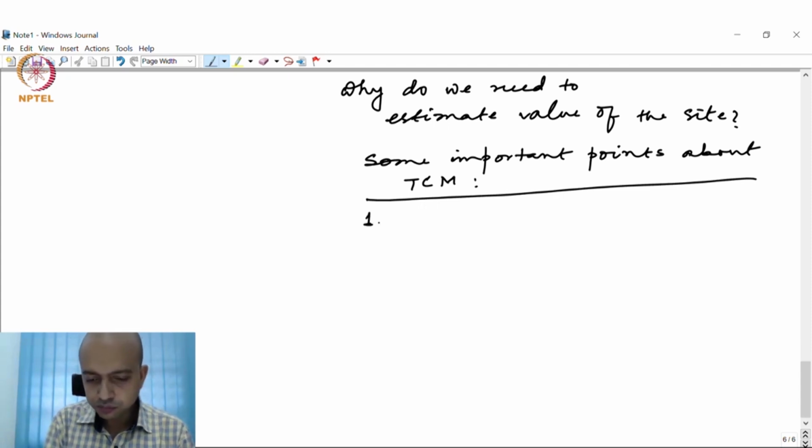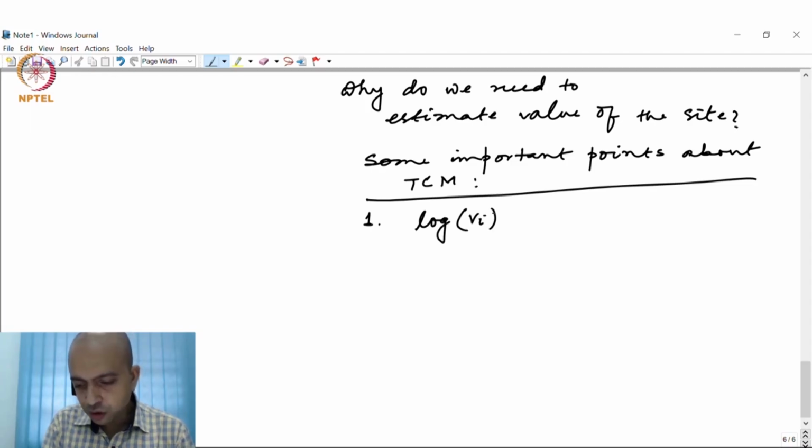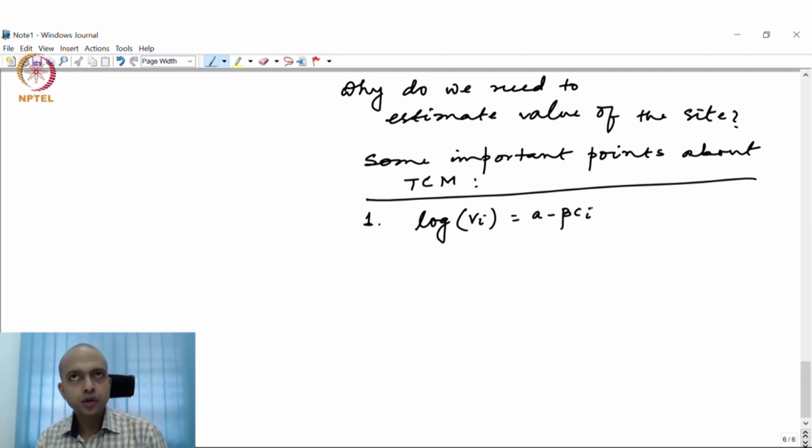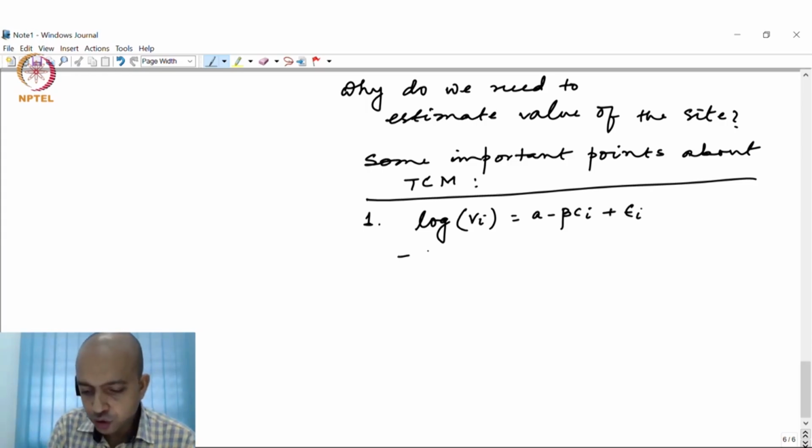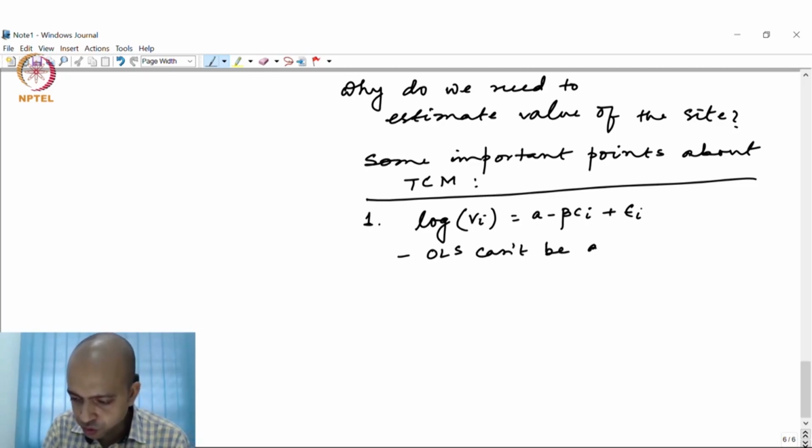First of all, we said that we will be interested in estimating this type of function by the ordinary least squares technique. But there is a problem in applying OLS. So OLS cannot be applied. Why is this so?